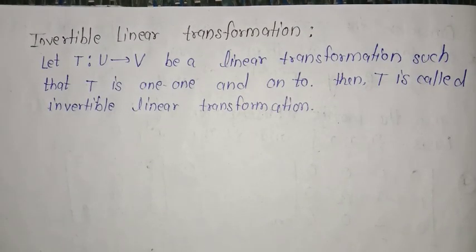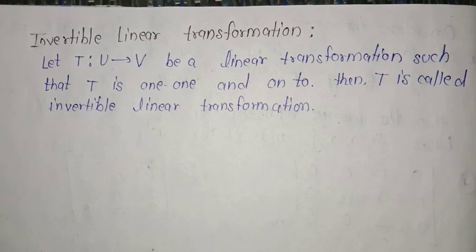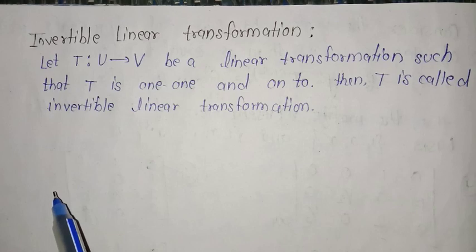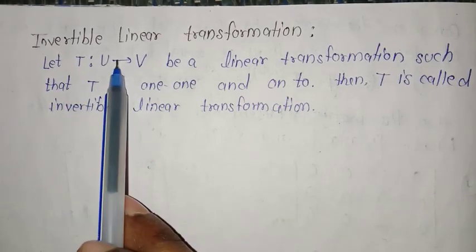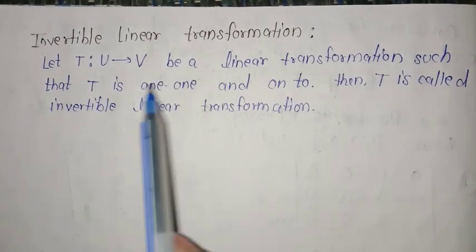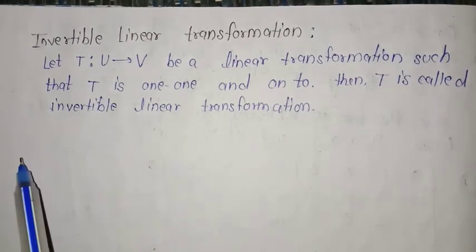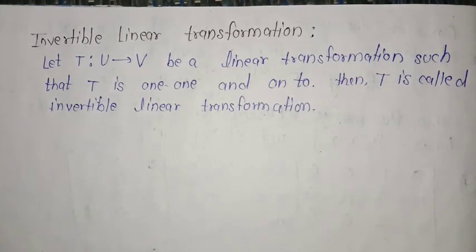In my last video, I discussed the matrix representation of a linear transformation. Today I will discuss invertible linear transformation. So the definition of invertible linear transformation is as follows. Let T be a transformation from U to V such that T is 1-1 and onto. Then T is called an invertible linear transformation.